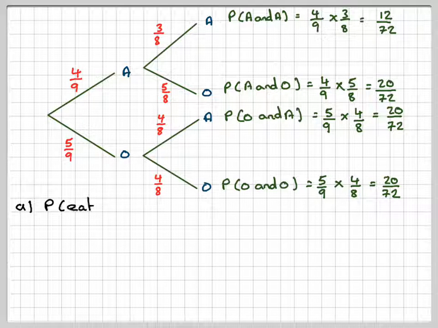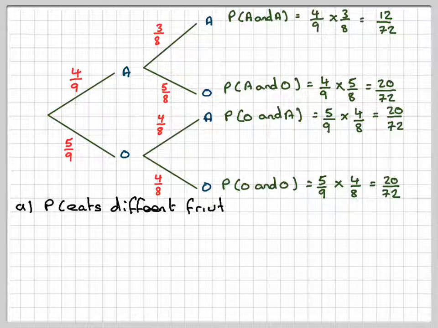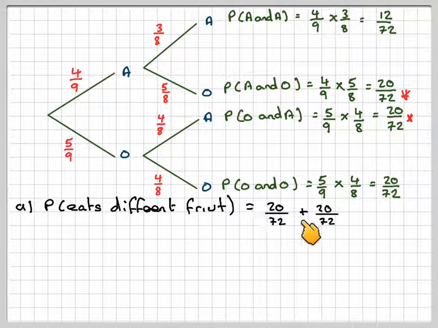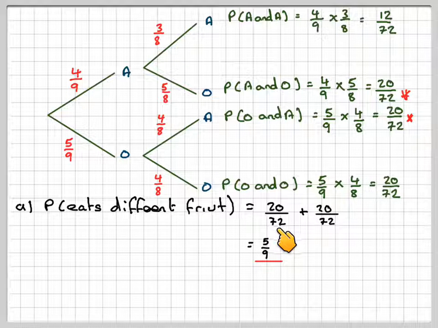Right, part A, the probability he eats different fruit. So he's going to eat a different fruit here and here. So it's going to be that one and that one. So we need to add the probabilities together. Again, just use the fraction button on your calculator, and that will give you 5/9. So if you just put that in your calculator plus that will just give you the 5/9. You've got your working and your final answer.